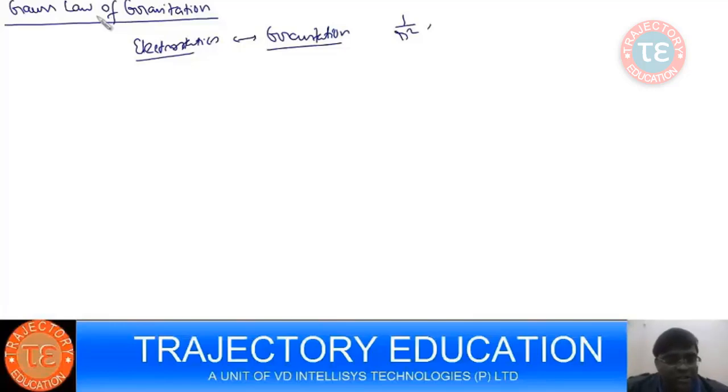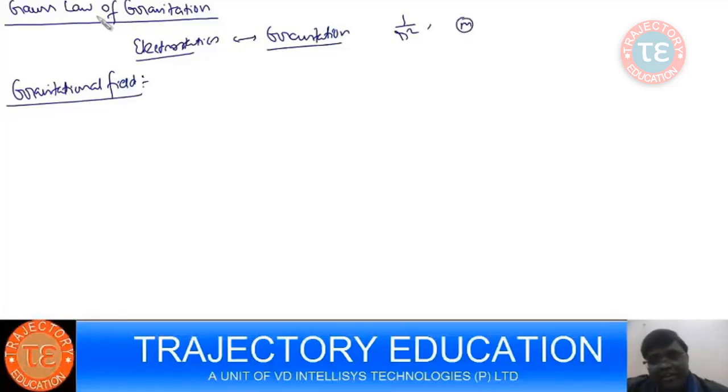So let me first define what we call gravitational field. We define gravitational field for a point mass. Every mass around itself creates a kind of field, such that if you bring any mass m dash, this m dash will experience a force. So if you bring any mass in the vicinity of m, that particular body is going to experience a force. So we say every body develops a kind of gravitational field around itself.